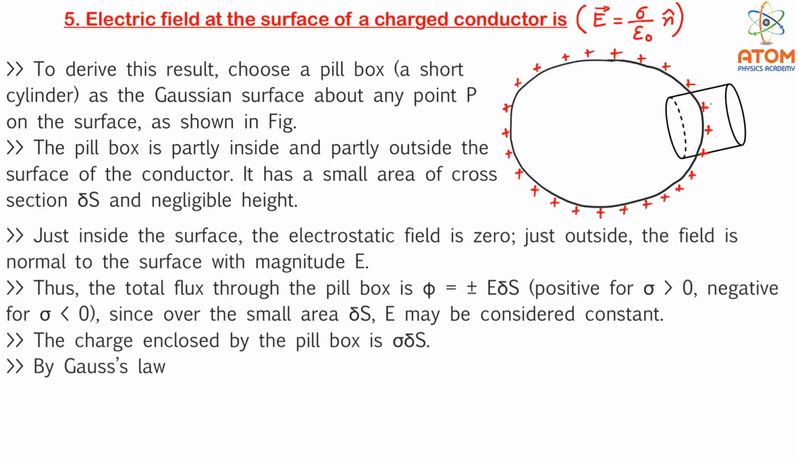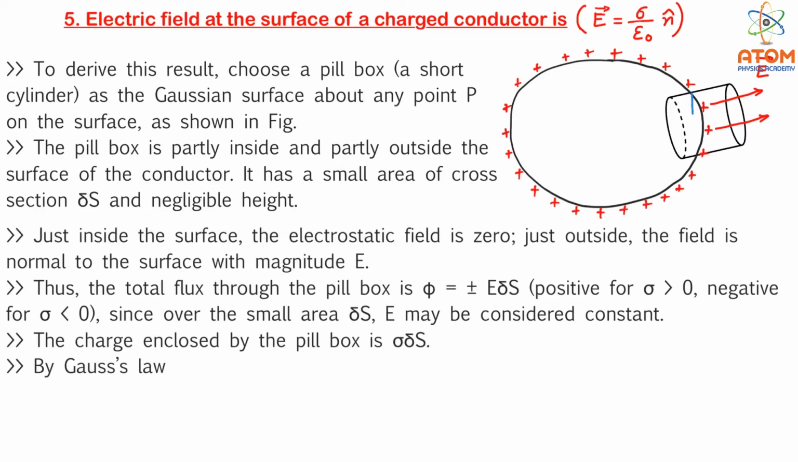And here I can show electric field lines coming radially outward. I am right now showing only the electric field lines coming from this Gaussian surface, not otherwise. And this electric field, let us say it is E, that we need to find out. First of all, you can see this Gaussian surface, the pillbox, is partially inside and partially outside of this conductor, and suppose it has a small area, let us say delta S.